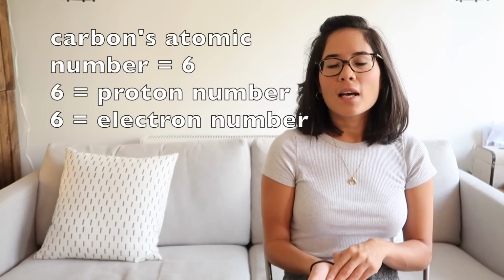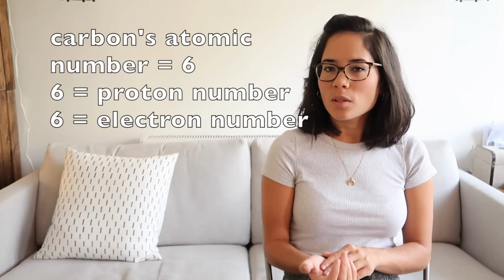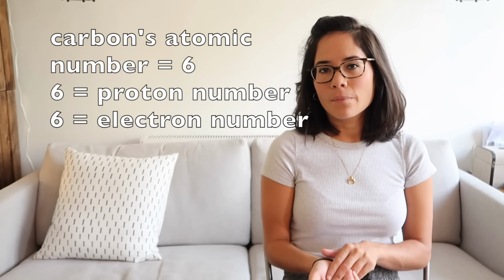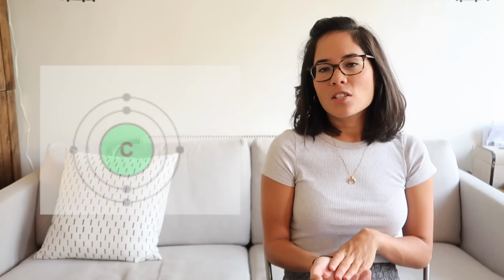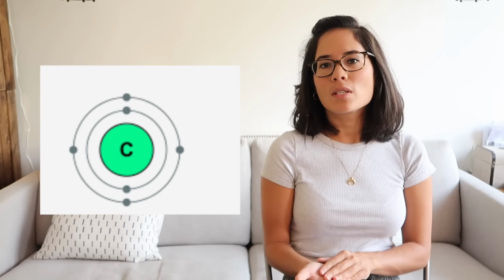And I told you already that atoms are neutral, which means their proton number equals their electron number, which means the electron number of carbon will also be 6. And if we draw the electronic configuration diagram, we know that 2 electrons go into the first shell and the remaining 4 go into the second shell.